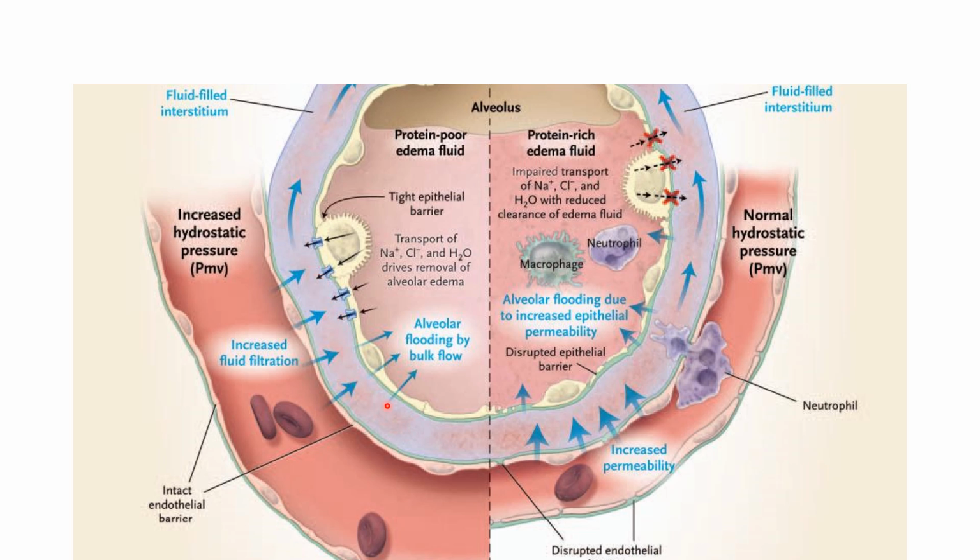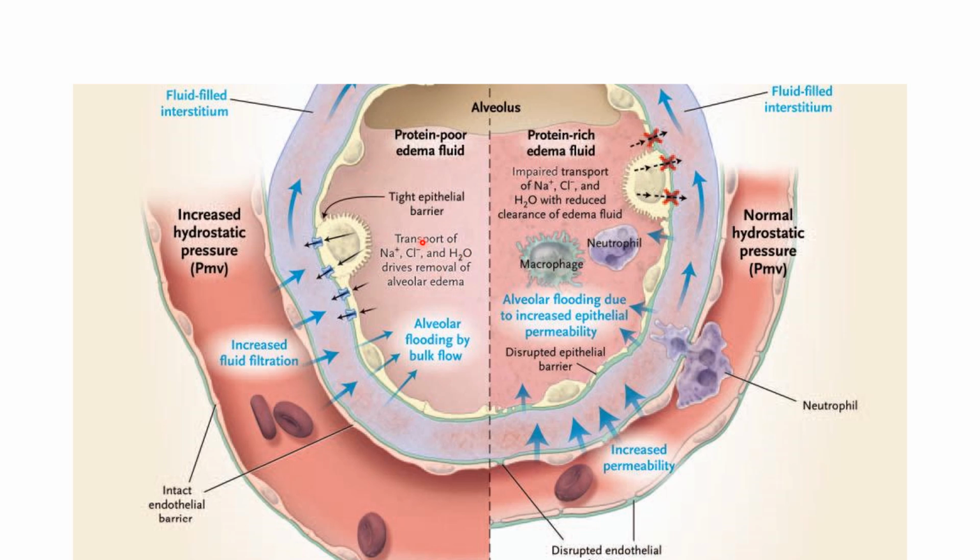And in stage 3, the fluid ultimately crosses the alveolar epithelial barrier and the alveoli become flooded with protein-poor fluid. At this stage, the airways are compromised, with severe gas exchange problem and severe hypoxemia, and symptoms of frank pulmonary edema. So this is stage 3.